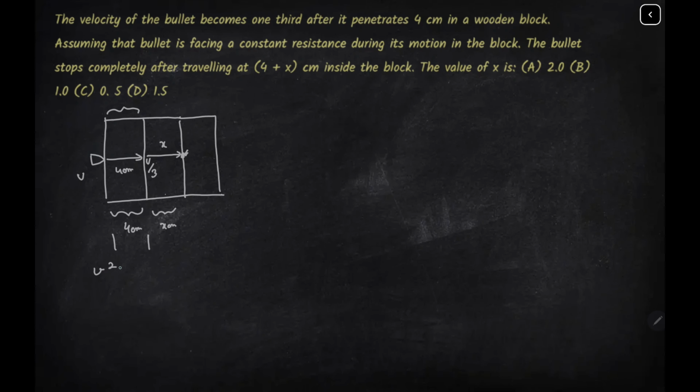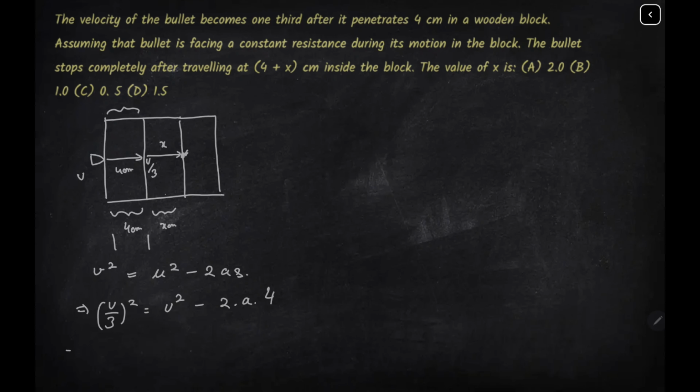here. So v square is equal to u square minus 2as. So why is it negative here, minus? Because the bullet is actually retarding. So the bullet's velocity is actually decreasing. That's why the negative sign is here. So v square is the final, so the final velocity will be u by 3 whole square, and u is the initial velocity. The initial velocity is u square minus 2 into a into s. S is the distance here. So the bullet has traveled a 4 cm distance.